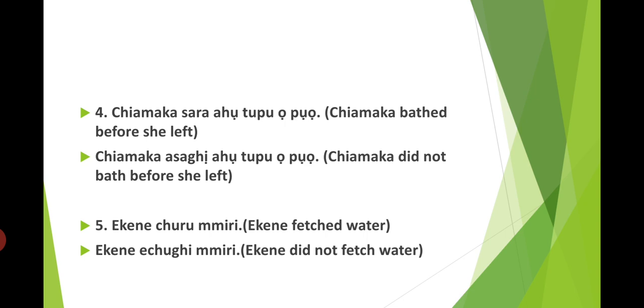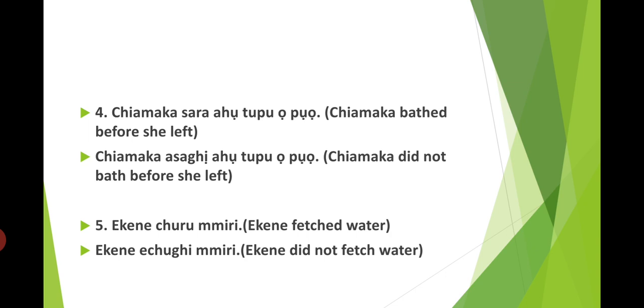Chiamaka sara ahụ tupu ọ pụọ. Chiamaka bathed before she left. Chiamaka asaghị ahụ tupu ọ pụọ. See that? We remove ra and put GHI. Chiamaka did not bathe before she left. Ekene churu mmiri. Ekene fetched water. Ekene chụghị mmiri. Ekene did not fetch water.